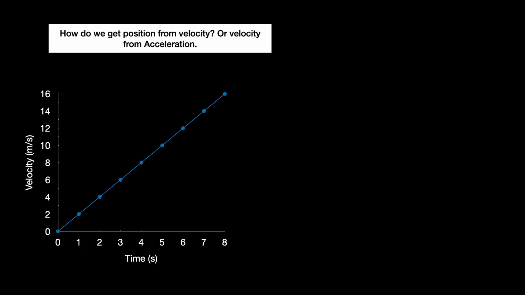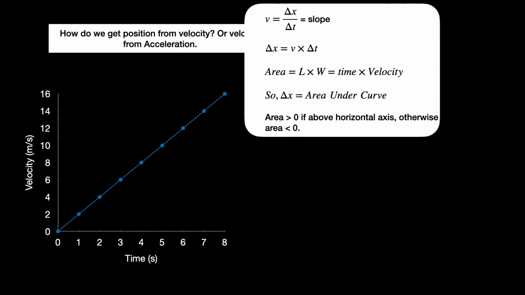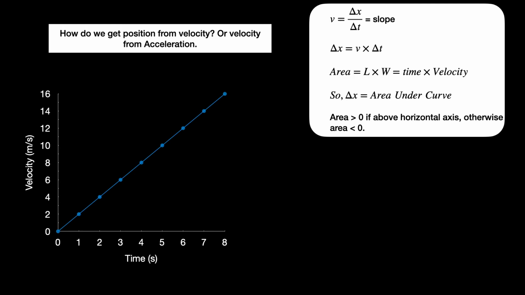Okay, so now we want to look at how do we get position from velocity, or how do we get velocity from acceleration? So here we have a velocity versus time graph, and it's linear, so it's similar to the one we just looked at. It looks like every second the velocity is going to increase by 2 meters per second. So velocity is not constant, obviously.